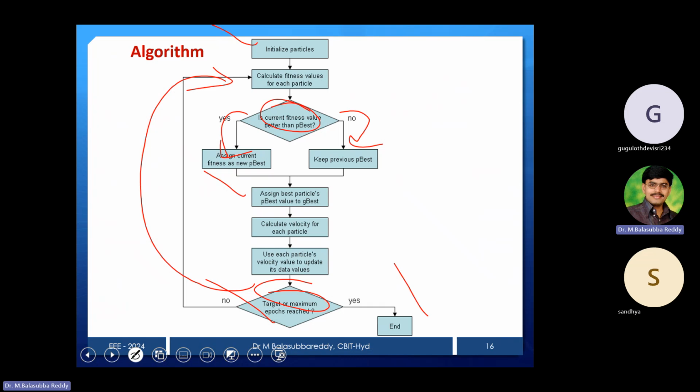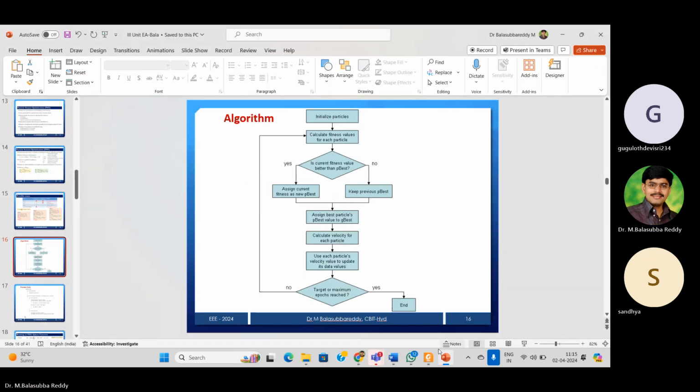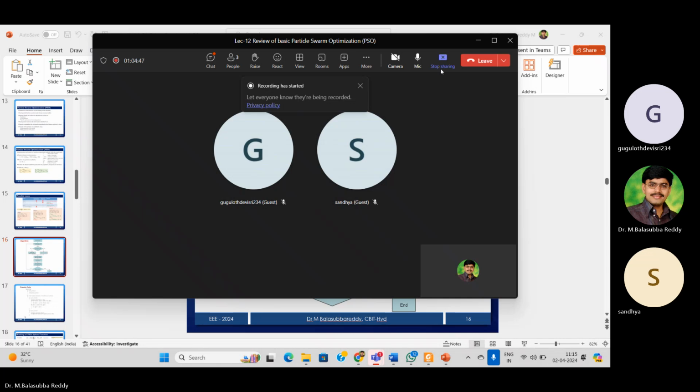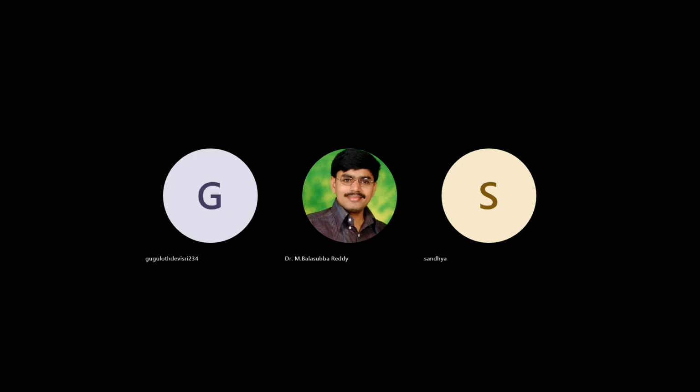So now we'll see in the next class how the problem is going to be solved using this algorithm. If you have any doubt, you can ask. If you don't have any doubts, then you can leave.